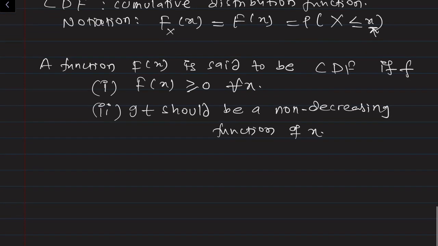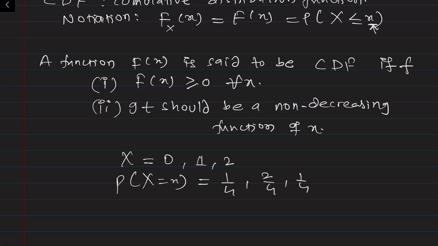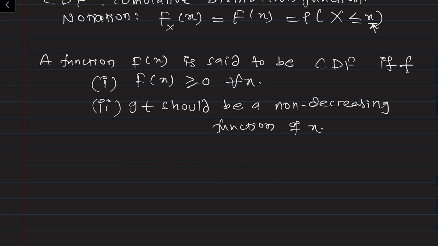For example, let's take the previous example. So x equals 0, 1, 2. Probabilities were 1 over 4, 2 over 4, and 1 over 4, right? Now, even if you increase the values of x, the total should be equal to 1, right? So for other values of x, the probability should be 0. Otherwise, it will exceed 1. So in that case, it will remain constant. All right, so the cumulative distribution function should be a non-decreasing function of x. Now, third condition is F of infinity should be equal to 1. It means if you add all the probabilities, it should be equal to 1. All right.